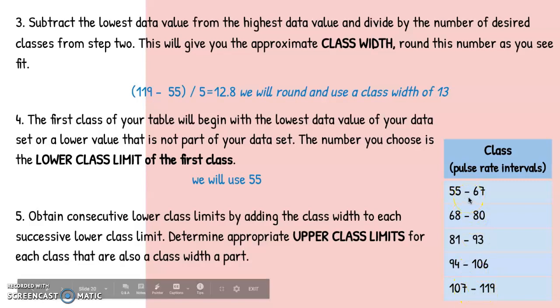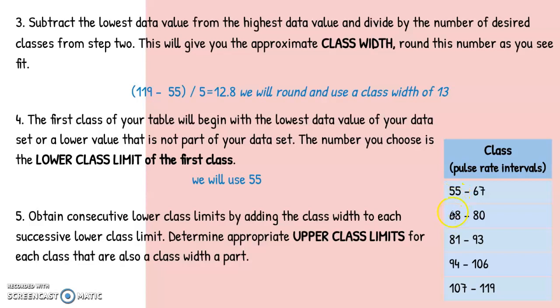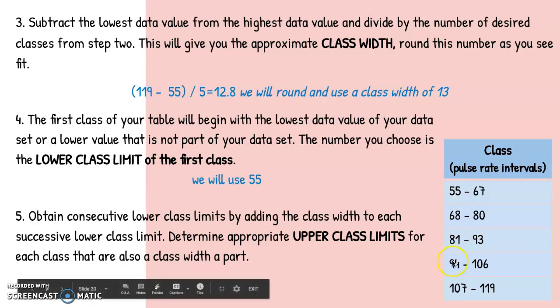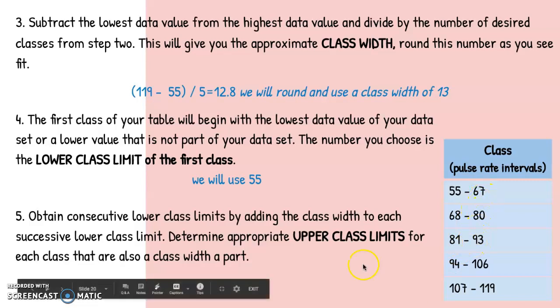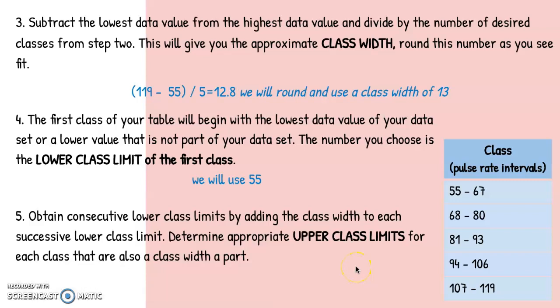Now remember though, 12 is not the class width. 13 is the class width. The class width is the difference between consecutive lower limits, or even consecutive upper limits, like 67 and 80 or 80 and 93. So we've built our classes.